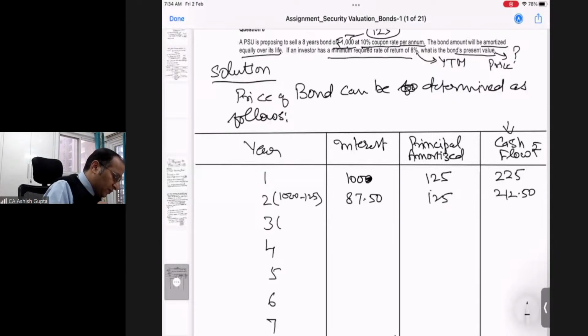In the third year, the leftover amount is 750. On this, 10% interest will be paid, 75. Again, 125 is repaid. This comes to 200.